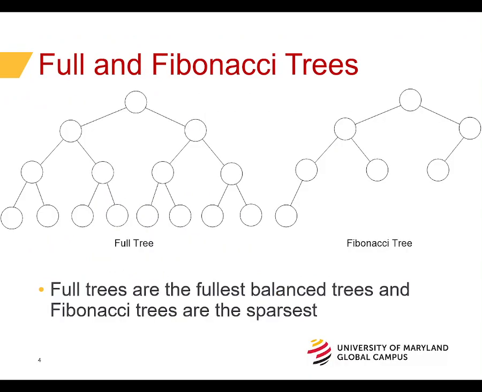So let's examine some pictures of the two extremes, full and Fibonacci trees. In a full tree, every node has a balance factor of 0, which includes all those nodes that are not leaf nodes. In a Fibonacci tree, the leaf nodes have a balance factor of 0, as leaf nodes always do, but the other nodes all have a balance factor of 1. So that makes full trees the fullest balanced trees, and Fibonacci trees the sparsest that are still height balanced.